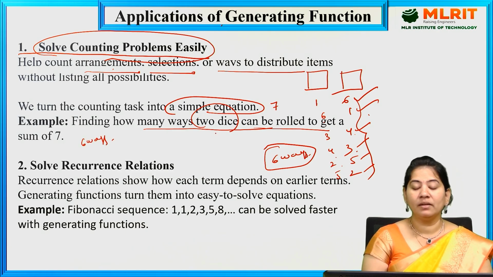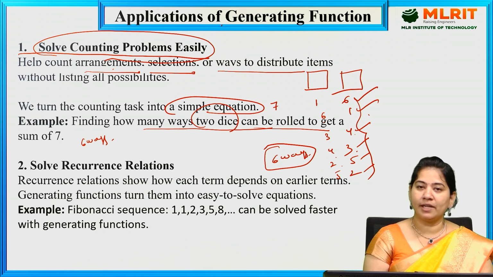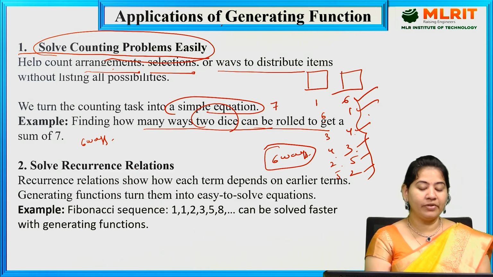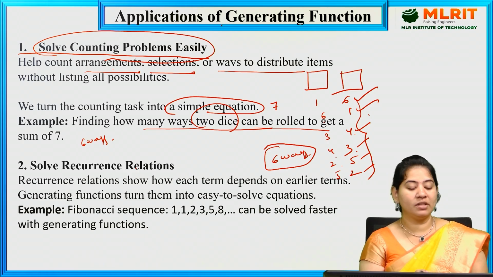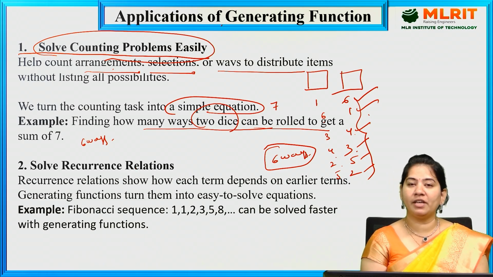6 ways I can get whenever I roll 2 dice. So this is one counting problem. I can say that this is one of the most important applications of the generating function here. And we have another application, that is solving recurrence relations. So this is also one of the most important applications of the generating function.